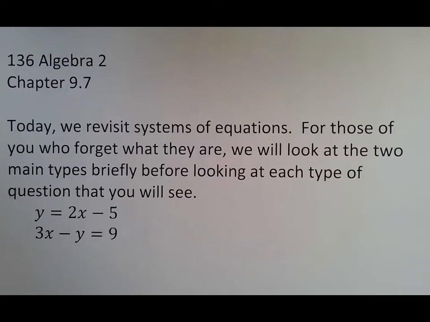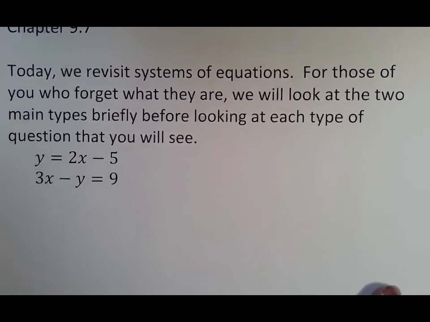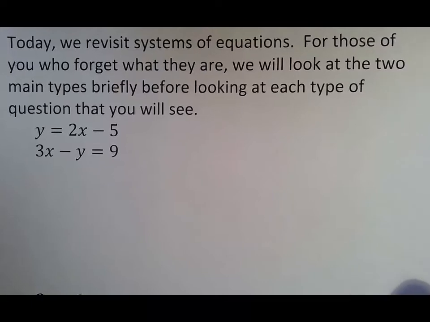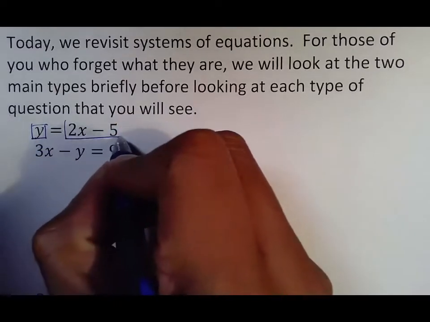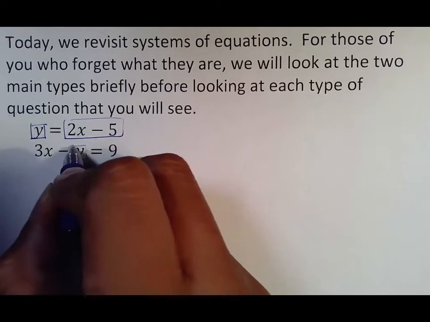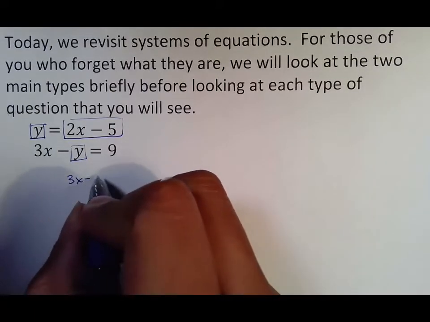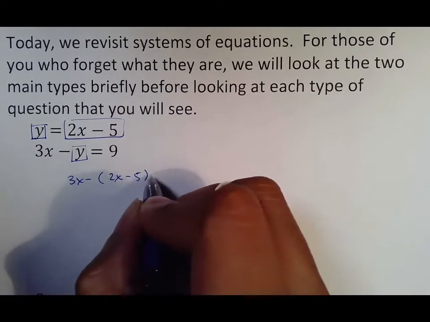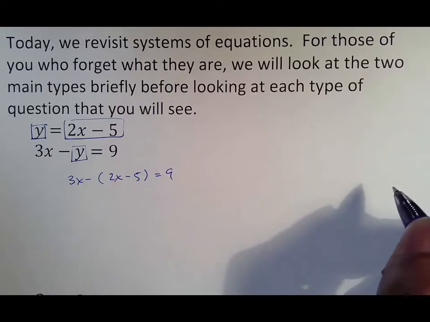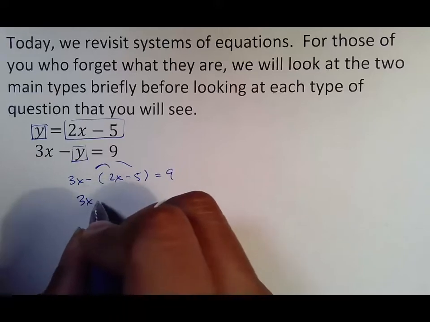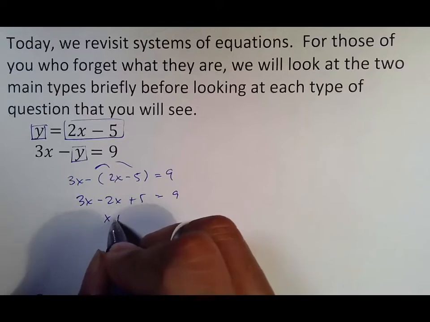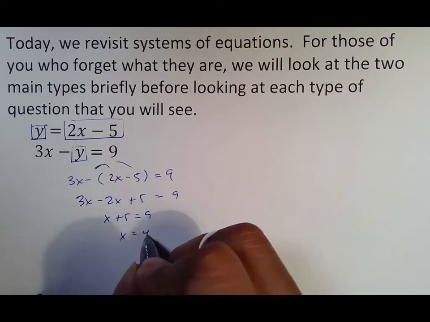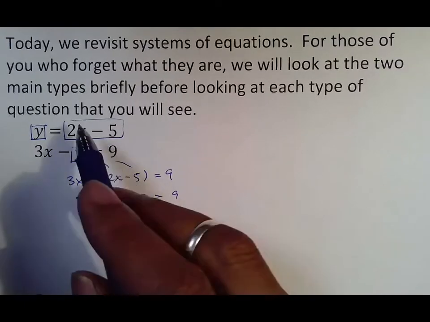Anyway, what we're going to do is briefly look at the two types of substitution and elimination systems that we had, because that's really the only two options we've learned in algebra so far. In substitution, whenever you can get one variable by itself, in other words y by itself, we can substitute our y in the other equation with 2x minus 5. So we did 3x minus parentheses. Again, substituting with parentheses is the safest thing. Remembering that the negative changes both, you end up with 3x minus 2x plus 5 equals 9, ending up with x plus 5 equals 9. Then you would subtract 5, get x equals 4.